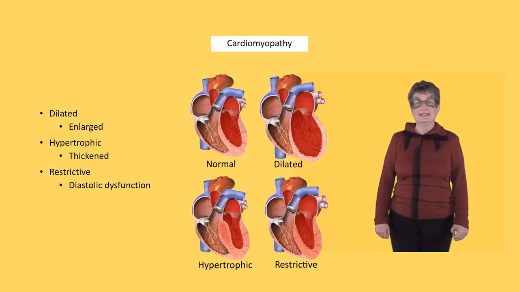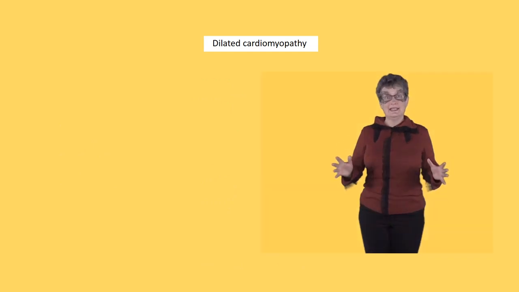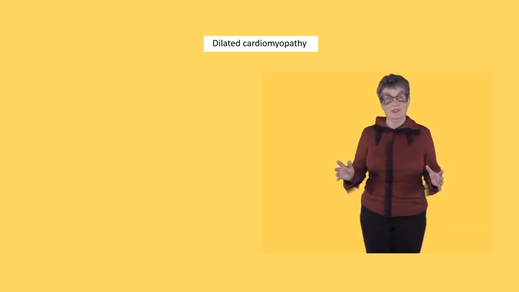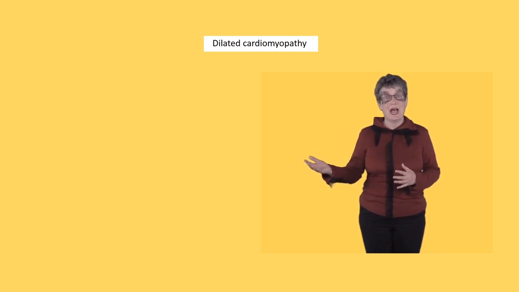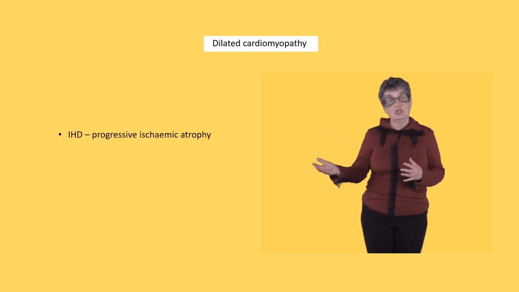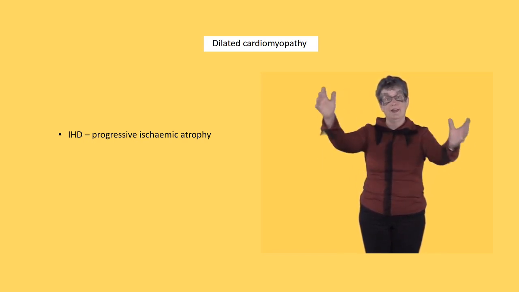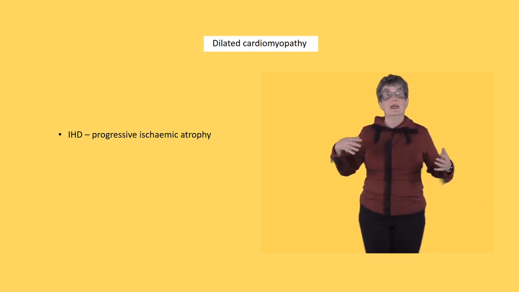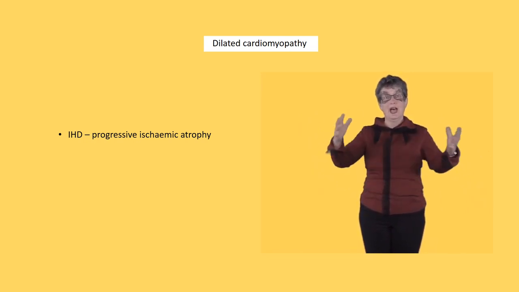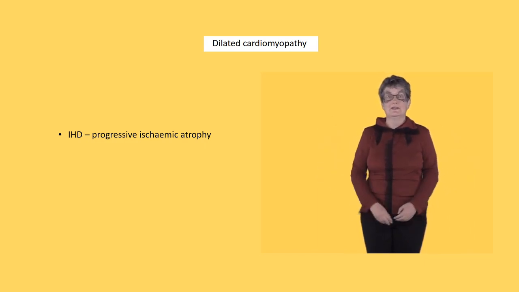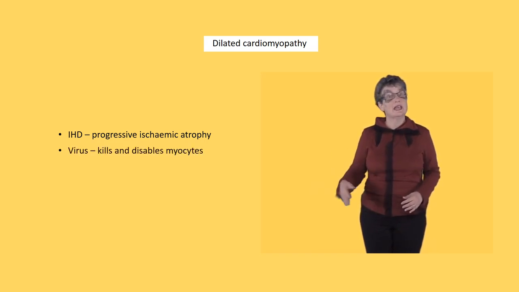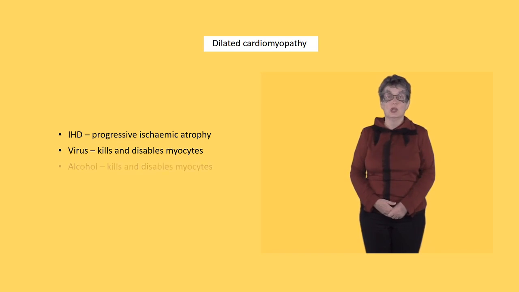Let's think about some diseases that we find in cardiomyopathy. Dilated cardiomyopathy is mainly caused by three things. The first is ischemic heart disease. So imagine if there's just a little bit of ischemia happening all the time, or a large bit of ischemia affecting a large part of the heart. It's not going to contract properly and the heart dilates. The second kind of dilated cardiomyopathy is due to viruses, which kill and disable myocytes, and the third common one is alcohol, which again kills and disables myocytes.